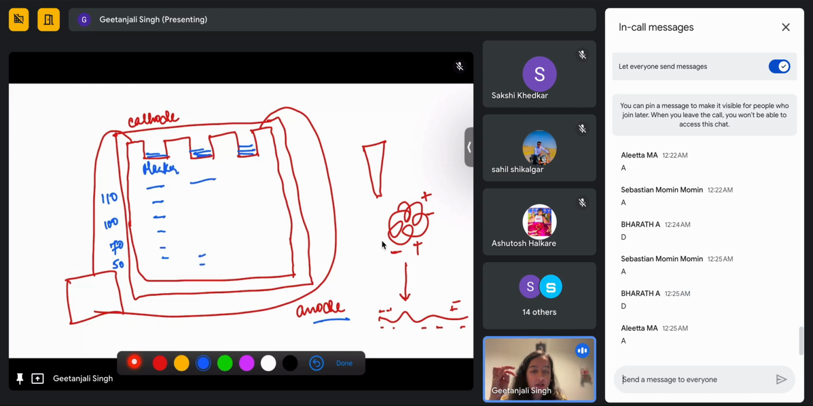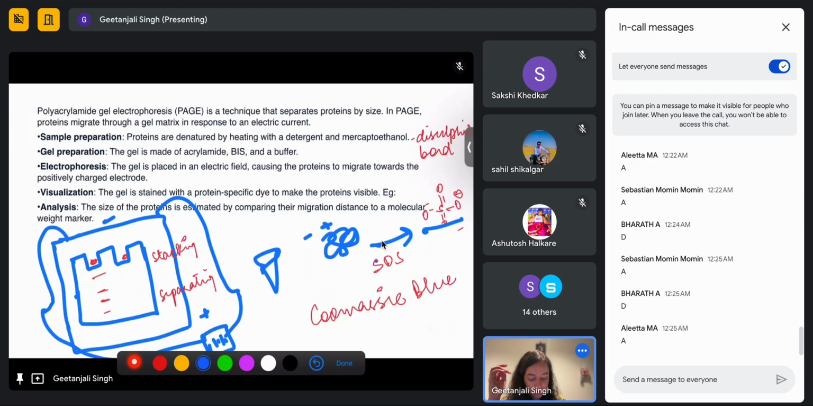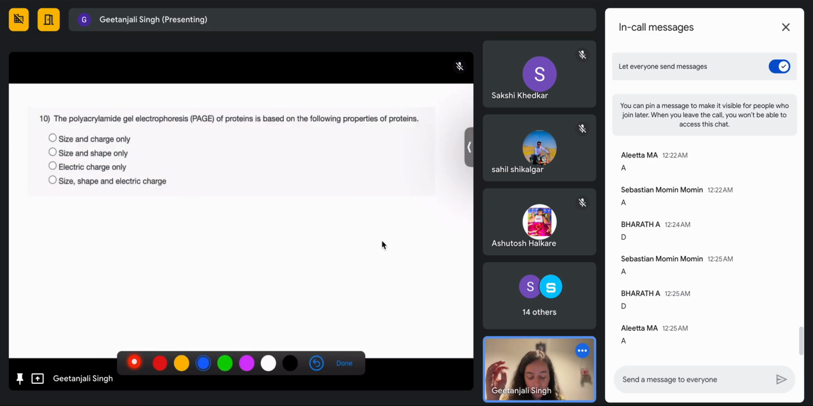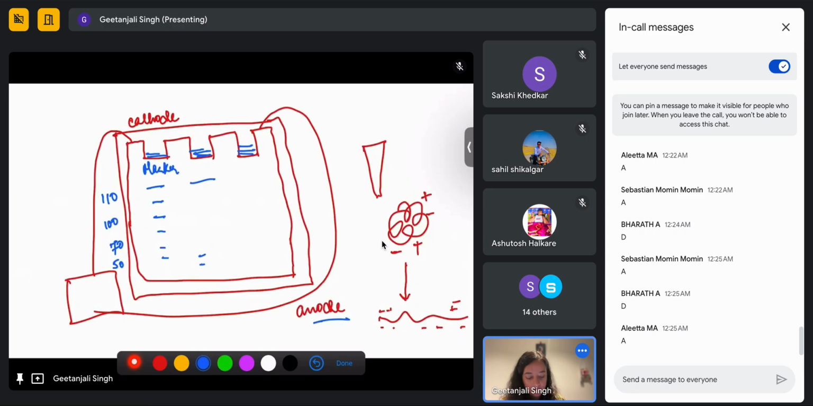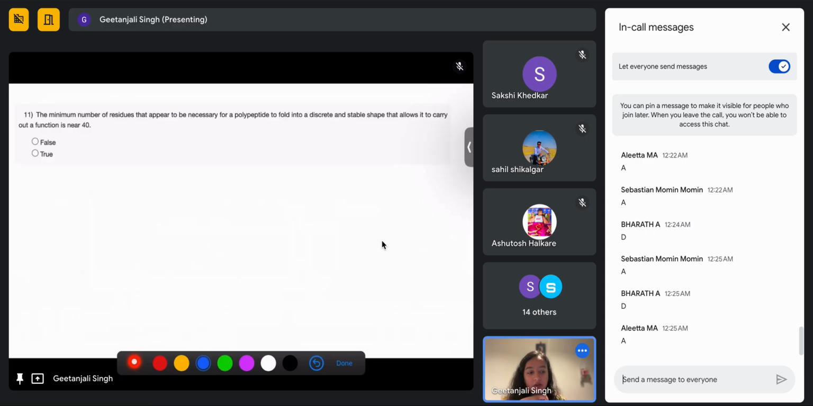So based on charge, and it should not exactly be charge, because the charge is more or less the same once we use detergent or something like that. It should be size only, but considering everything, it's size and charge. This option seems the best among the following. So yeah, let's move towards the next question.